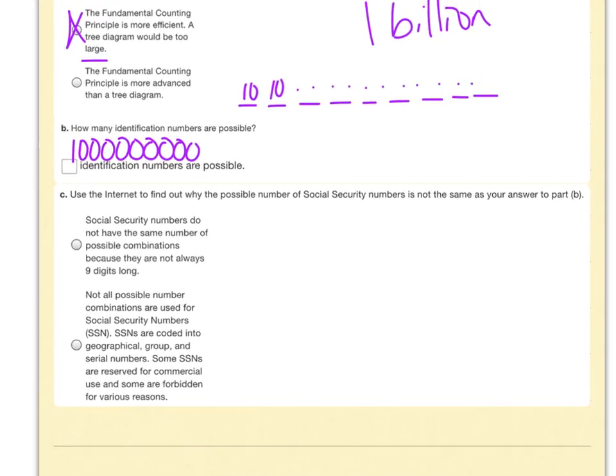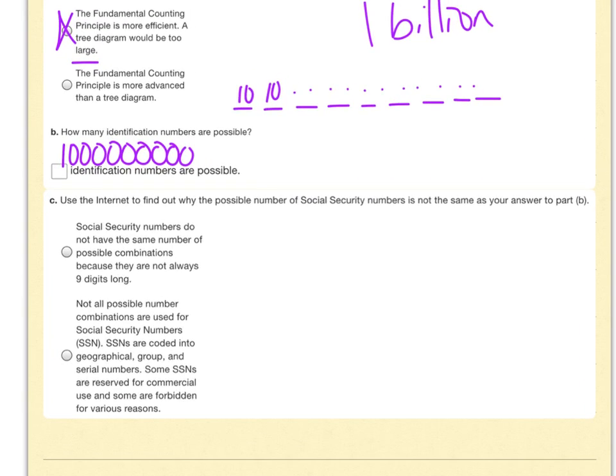And then part C says, use the internet to find out why the possible number of social security numbers is not the same as your answer to part B. So we don't have 1 billion. There's not that many out there.